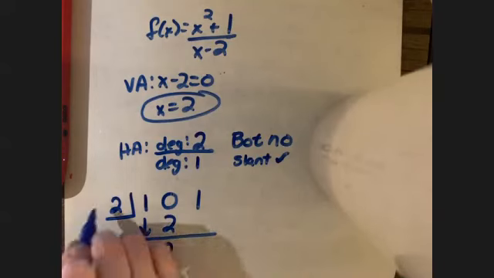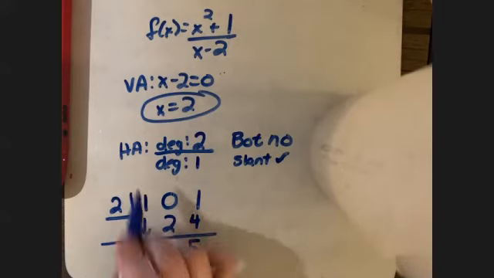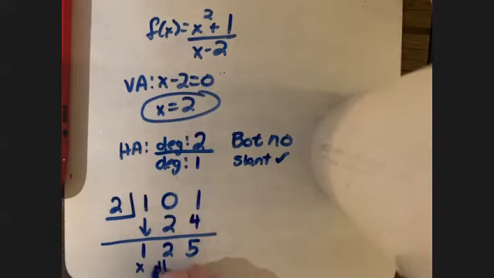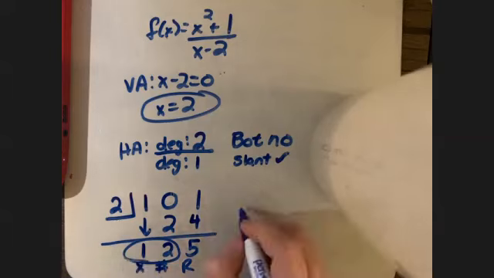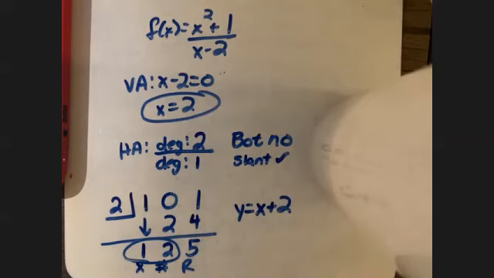Add, I get 2. 2 times 2 is 4. That's going to give me 5. Now remember, that was x squared, so this is x, number, and remainder. The only part of this that I need is the x and the number part. This is the part that I need. So it's going to be y equals x plus 2. Okay, so this would be my slant asymptote when this comes up.